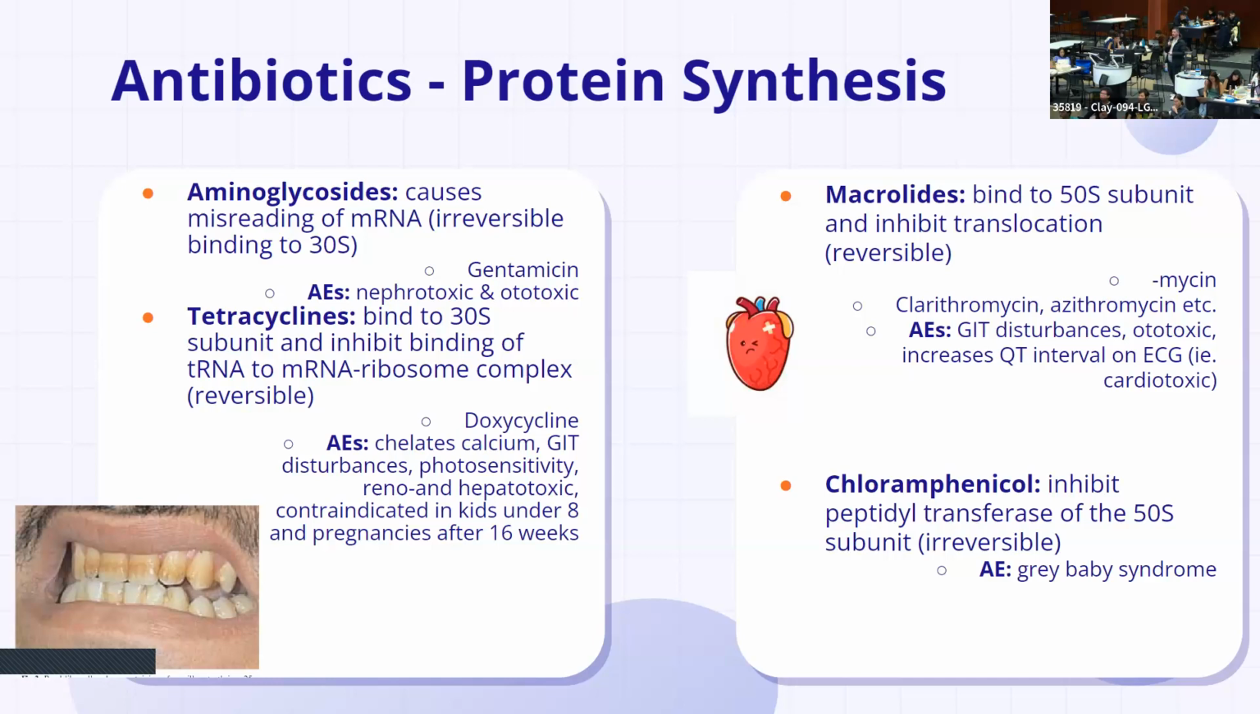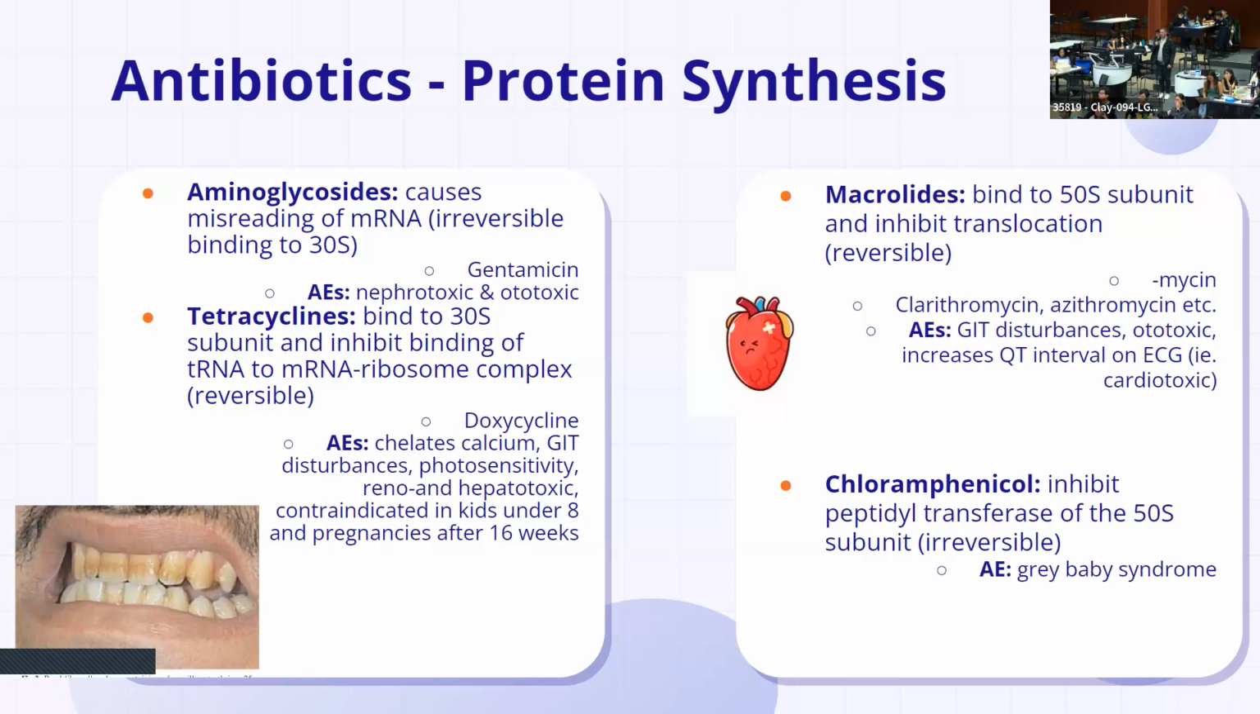Our macrolides on the right-hand side will bind to the 50S subunit, and they inhibit translocation, and they're reversible. And these are our thromycins, so our clarithromycin, our azithromycin. The adverse effect of that is gastrointestinal tract disturbances. And you're probably getting the idea now that all these antibiotics are going to cause gastrointestinal disturbances. The other things they do is ototoxic, and they can cause funny things to happen on an ECG, so they're cardiotoxic.